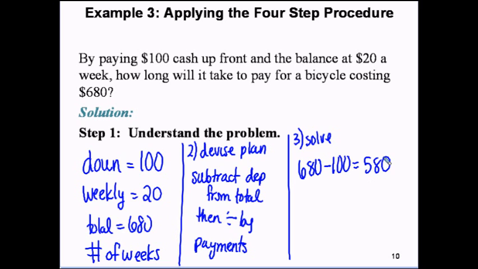580 is left, so we take our 580 and divide it by 20, and we get 29. For 29 weeks. What do you mean 29? Yeah, 29 payments, 29 weeks. Does that make sense, you guys?